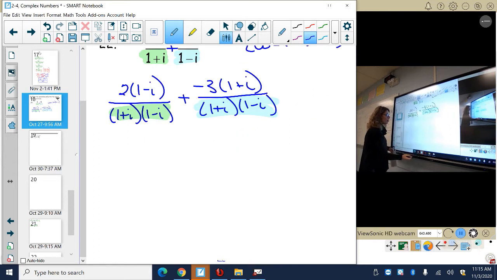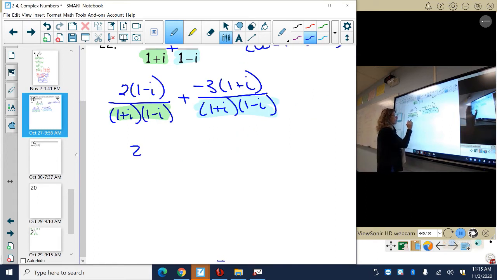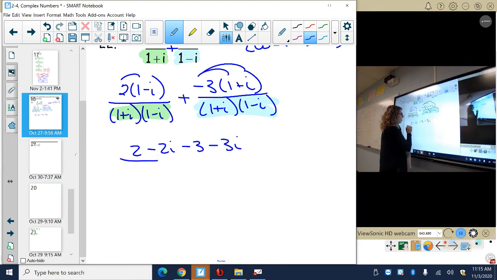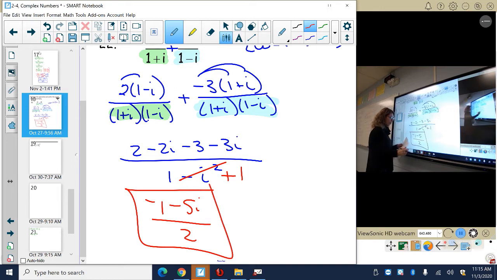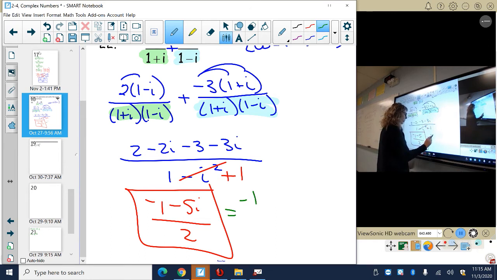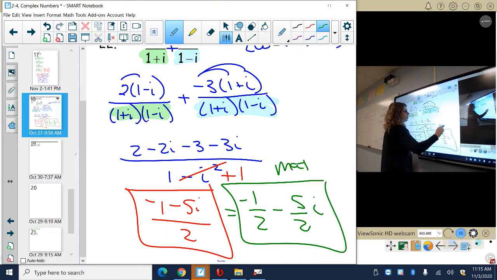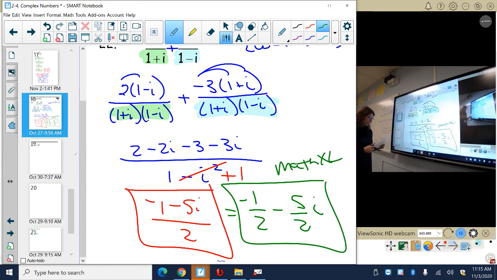So now that they have the same denominator, I'm going to distribute this, and I'm going to FOIL the bottoms and write it as one fraction. So that's going to be 1 minus i squared. What does i squared equal? i squared is equal to negative 1 there. So 2 minus 3 is negative 1 minus 5i over 2. Now, it wants you to write it in standard form. Standard form is the real number minus the imaginary. So MyMathLab will want this. Okay?